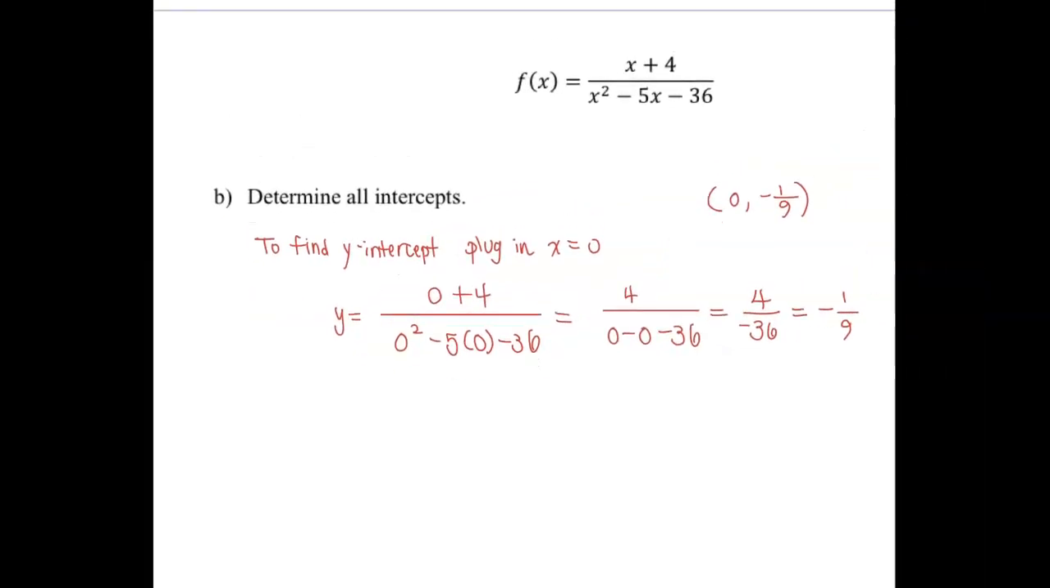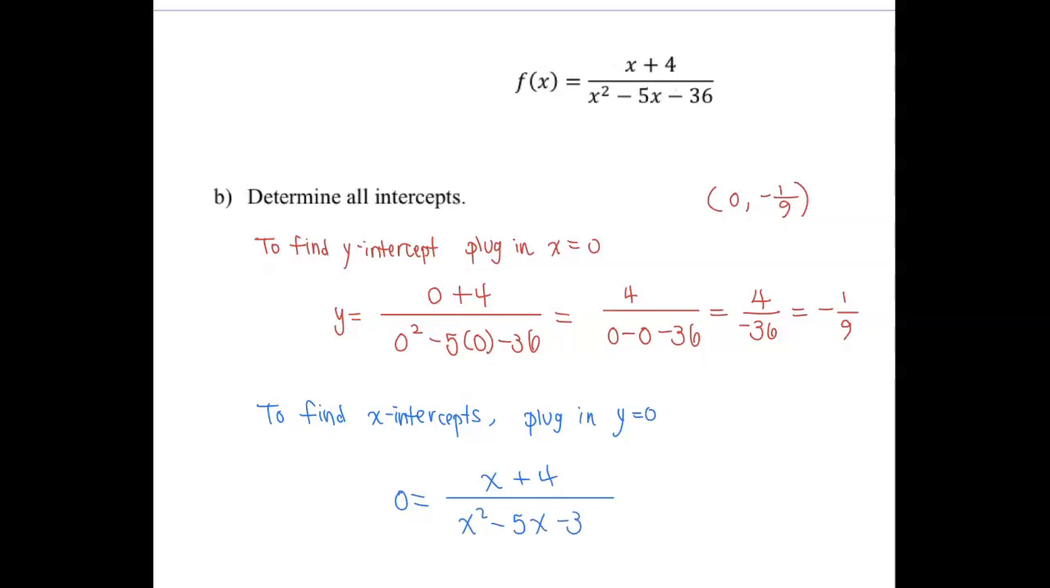Now let's find the x-intercept. And we may have more than just one this time. To find x-intercepts, maybe multiple, we're going to plug in y equals 0. There's no y here, but f of x is the y value. So we will set this entire fraction equal to 0. We're going to say 0 equals x plus 4 over x squared minus 5x minus 36.